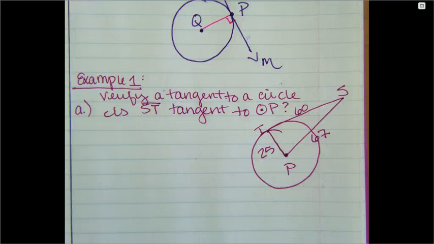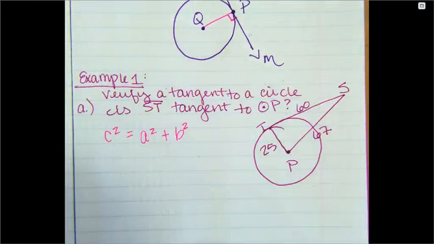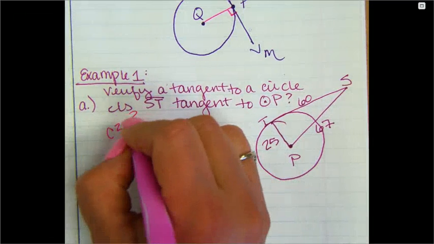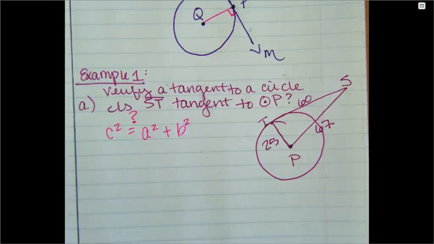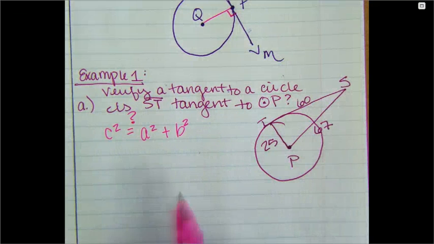What does the Pythagorean theorem say? C squared equals A squared plus B squared. Now the question is this. It's not that it's going to be equal. The question is, is it equal? If it's equal, then that's going to be tangent, because that's what the theorem said. If it's not equal, is it a tangent? No. It might look like it, but it's not.